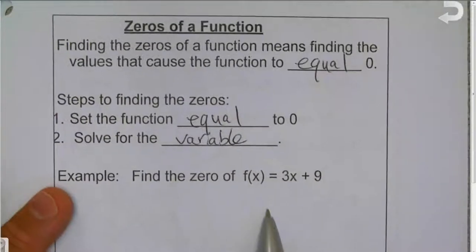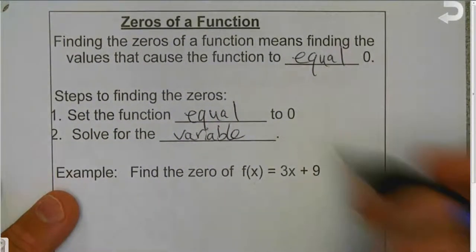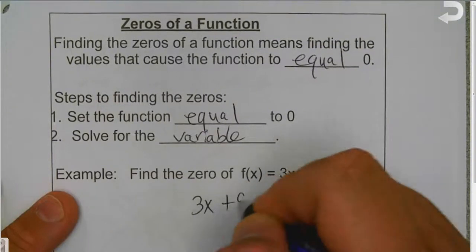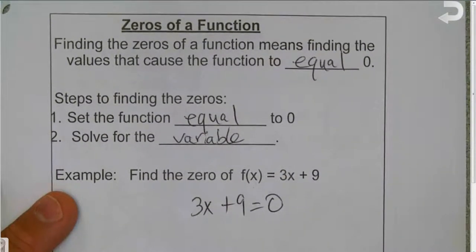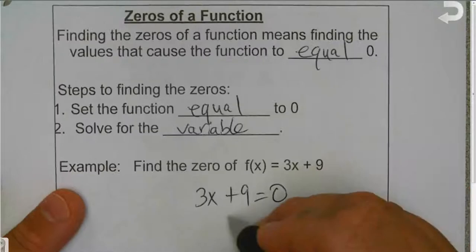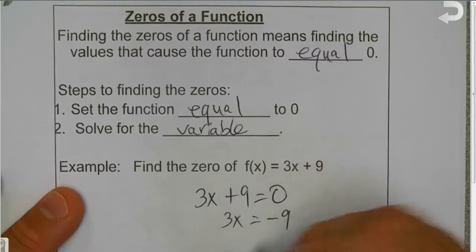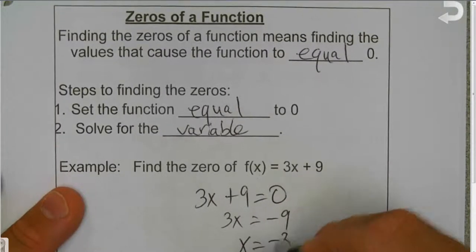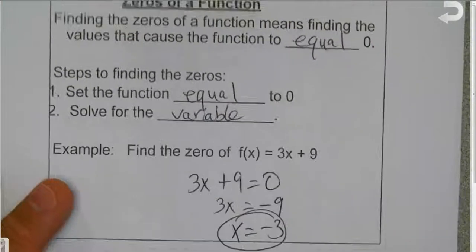So if I tell you to find the 0 of 3x plus 9, you're going to take 3x plus 9 and set it equal to 0. So then 3x is equal to negative 9, x is equal to negative 3. That is a 0 of the function.